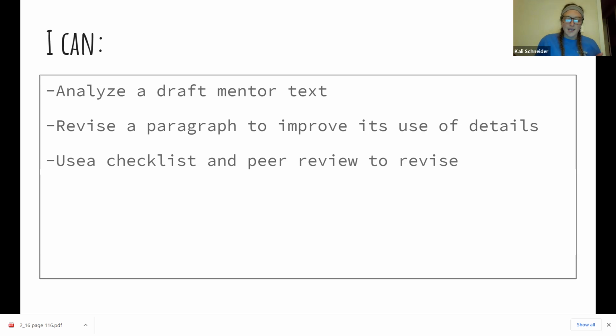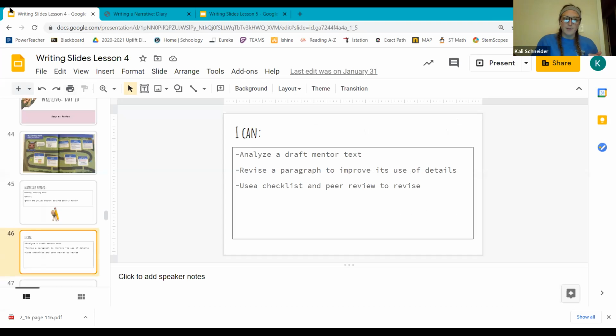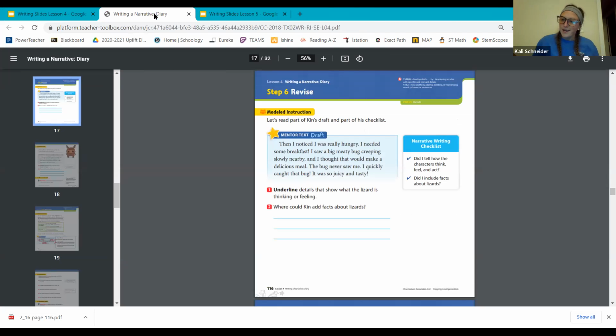So go ahead and make sure that you have your iReady book if you have it, and we are going to be on page 116. Otherwise, it's attached in your Schoology. You can follow along with that, okay? So we are going to be reading and revising your writing to make it as strong as possible.